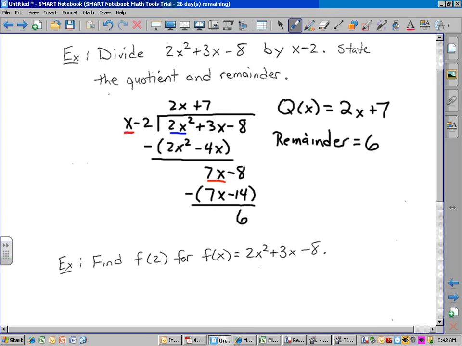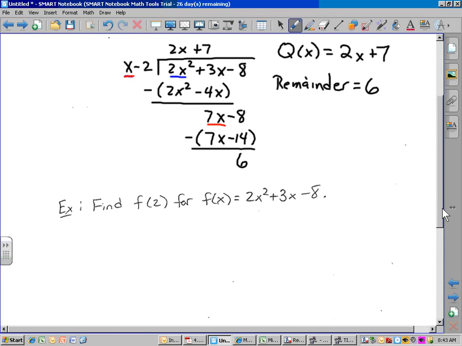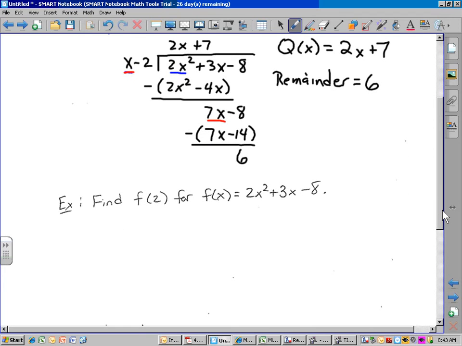So again, we're just reviewing what we've done in Algebra 2, what we've talked about earlier when we studied rational functions and end behavior using long division. Now let's take a look at the second example. Find f of 2 for f of x equal to 2x squared plus 3x minus 8. So we're just going to substitute 2 in for x. So everywhere you see an x, we're going to put a 2.